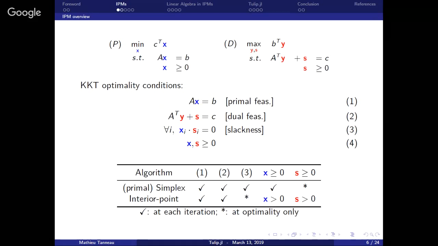Interior point methods will keep primal and dual feasibility, but will only satisfy slackness at optimality. So in fact, in practice, you don't even satisfy this at every iteration. You only get it at optimality. But that's roughly how you could think about it.